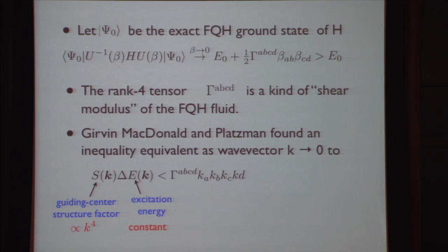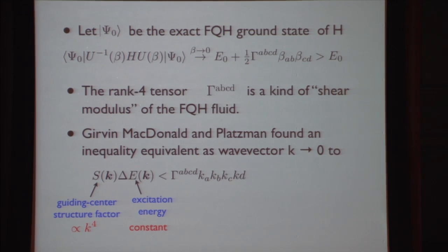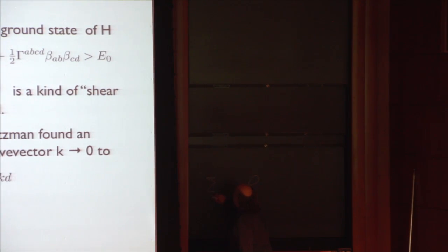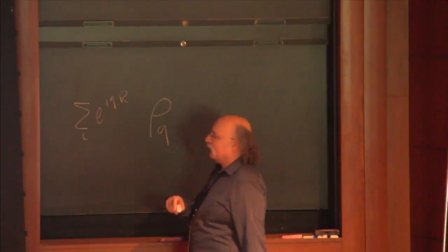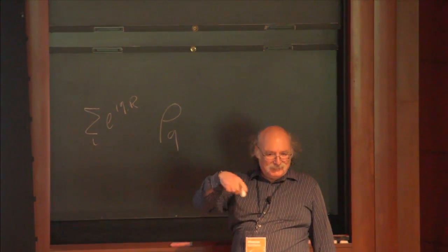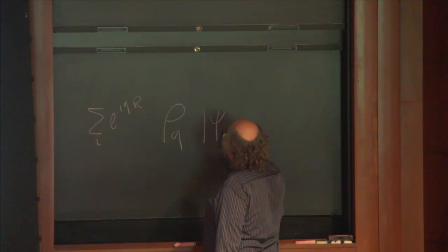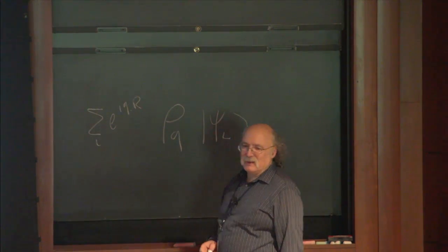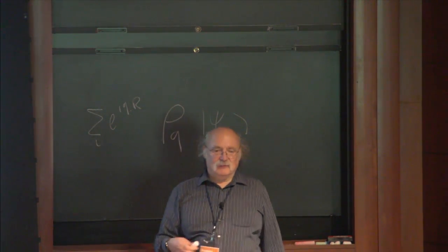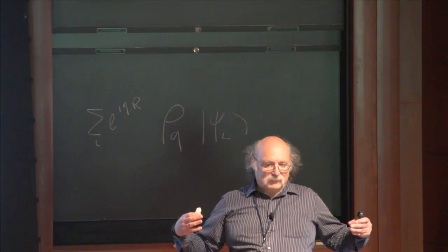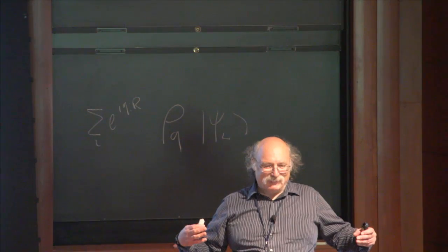The derivation is very much like this: you take this row of Q, which is the sum over i of e to the i Q dot R, where R is the guiding center, not the coordinate. You act with that on the true ground state. And this is a variational upper bound, an unnormalized variational upper bound for a system carrying a finite momentum Q not equal to 0.